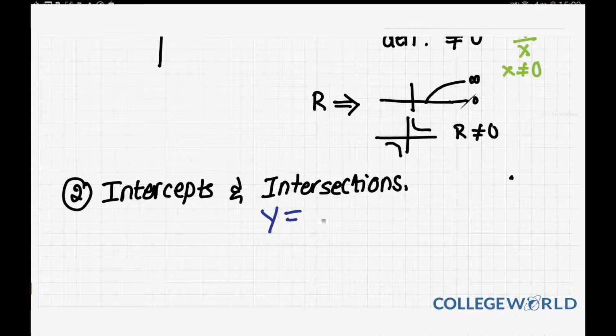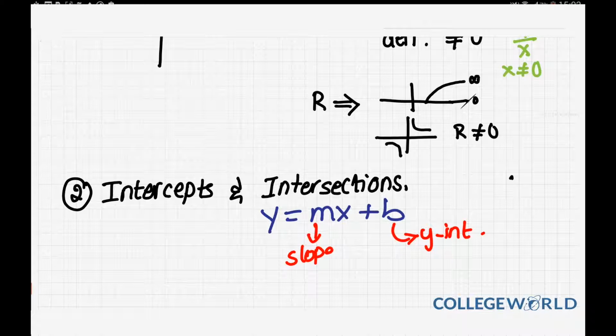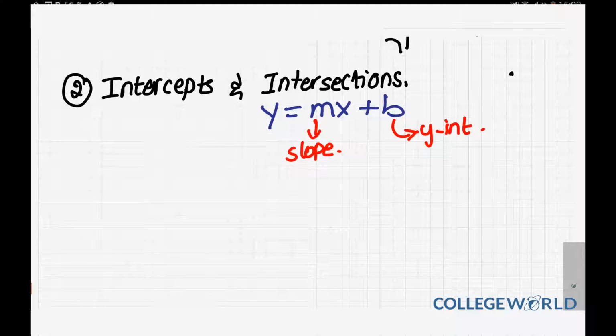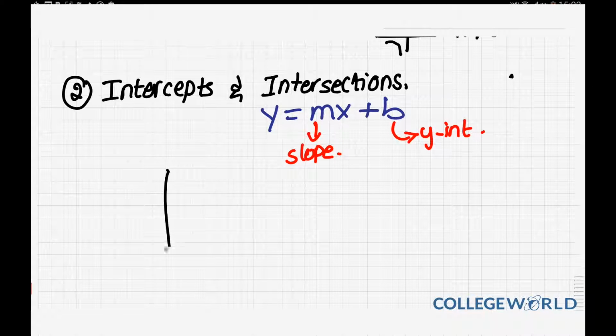Well, let's remember the equation of a straight line. If you don't, here it is. It's y equals to mx plus b, where b is called your y-intercept, your m is going to be your slope, and your x and y, you know what they are.